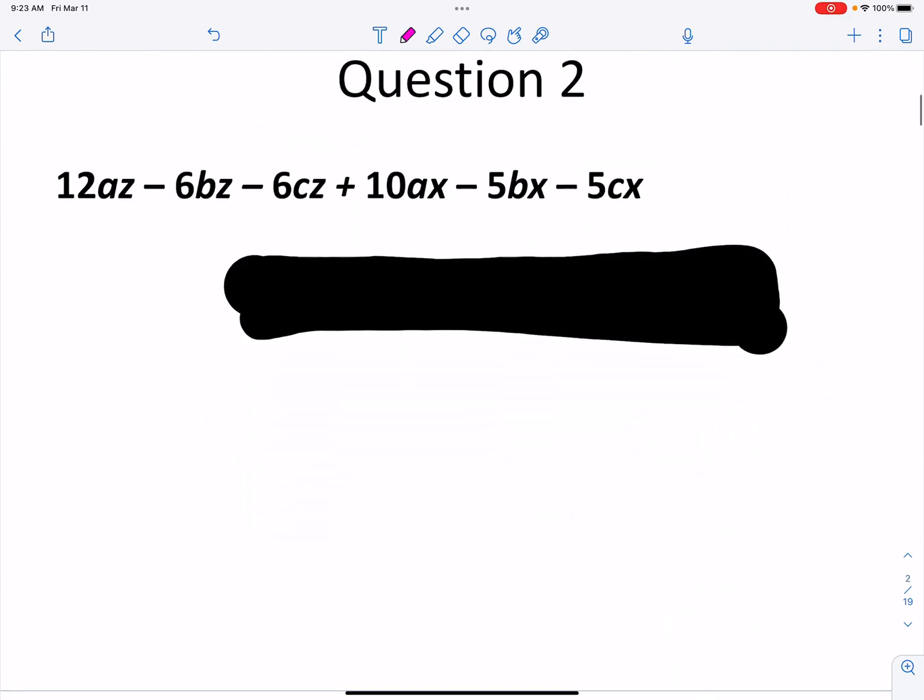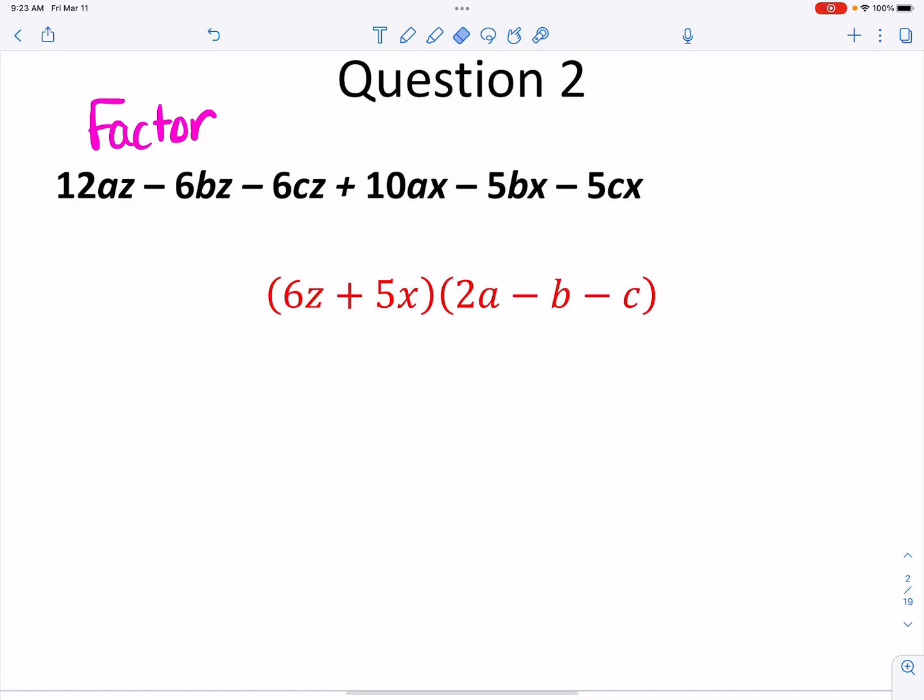Okay, so here is question 2. I would like you to pause, take a look at question 2, and factor it. Take a minute and do that. And then here is what the answer is, so you can fast forward if you get it right. If you didn't get it right, then I'm going to go through it.